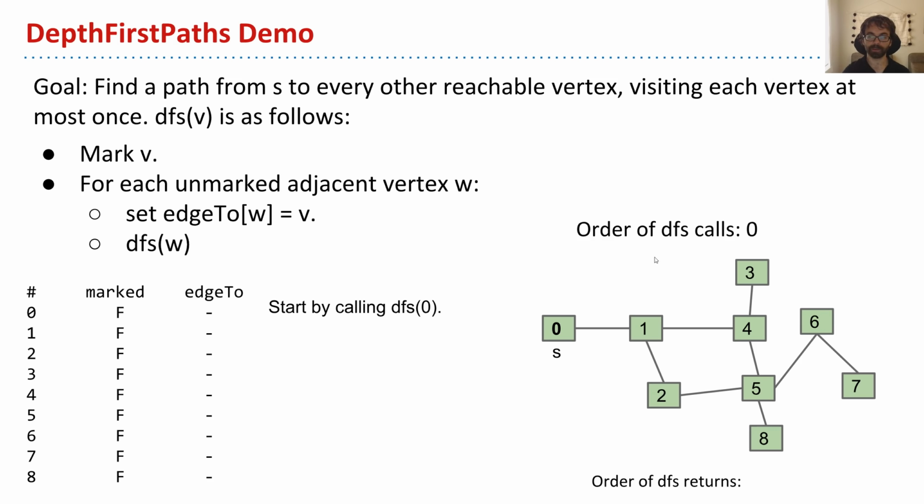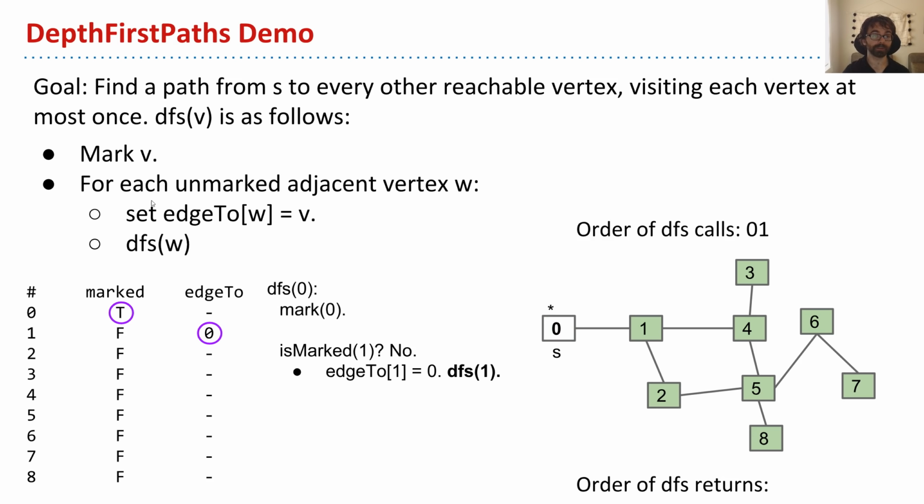The first DFS call is on 0. We say, I'd like to search the space starting at 0. DFS says, sure. The first thing I'm going to do is mark 0. We set this value to true. And then for every unmarked adjacent vertex W, we're going to set edgeTo of W equal to V. This basically says, how do you get to 1? Well, you get there via 0. And now, since we have marked this with a 0, we're going to call DFS on it. So DFS of 1 is the next call.